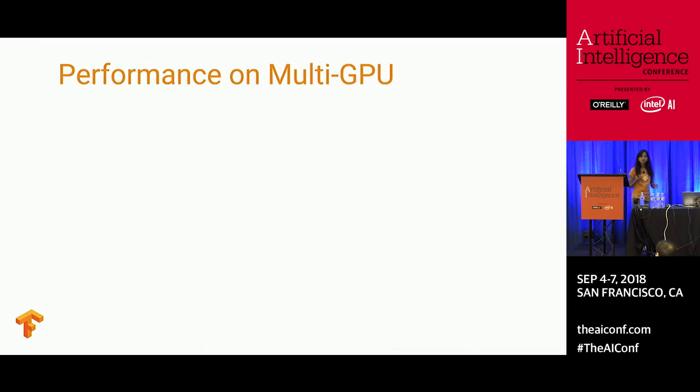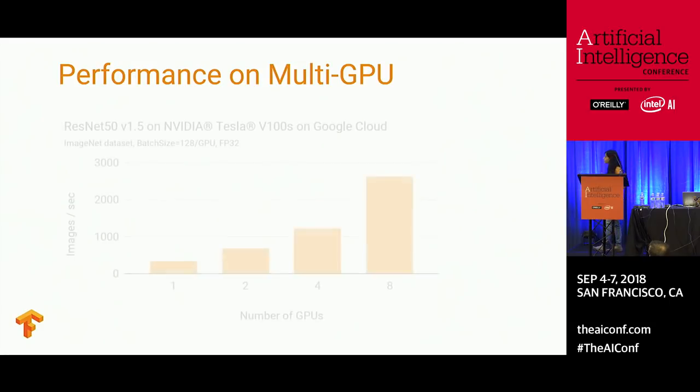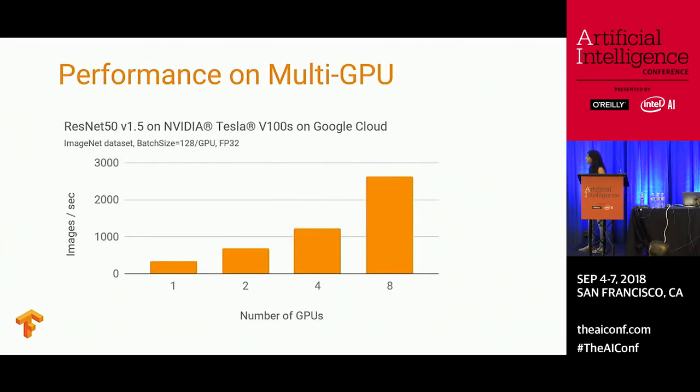So now that we've seen how mirrored strategy works under the hood, let's look at what type of performance and scaling you can expect when using mirrored strategy for multiple GPUs. We use a ResNet 50 model with the ImageNet dataset for our benchmarking. It's a very popular benchmark for performance measurement. And we use NVIDIA Tesla V100 GPUs on Google Cloud. And we use a batch size of 128 per GPU.